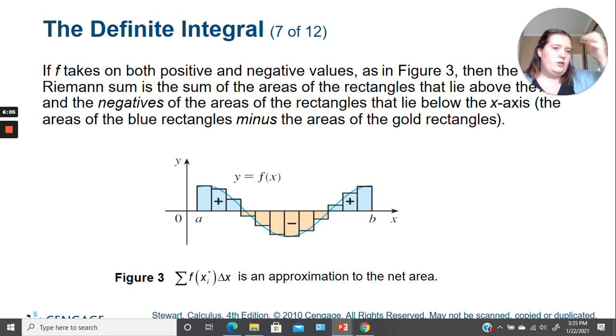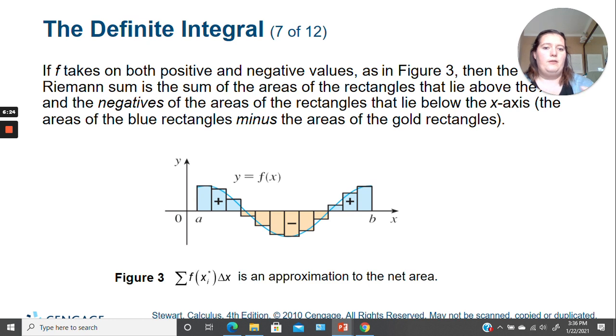As far as integrals go, we're talking about area. The area is calculated from the x-axis up towards the curve. If your curve falls below the x-axis, that's negative area. So when we talk about an integral, we're adding up all of the area. Some of that area could be negative.